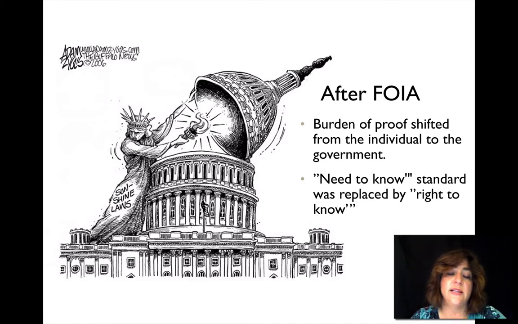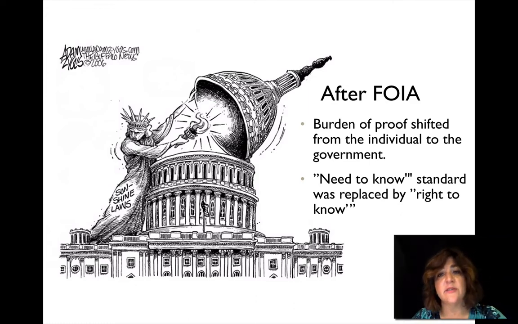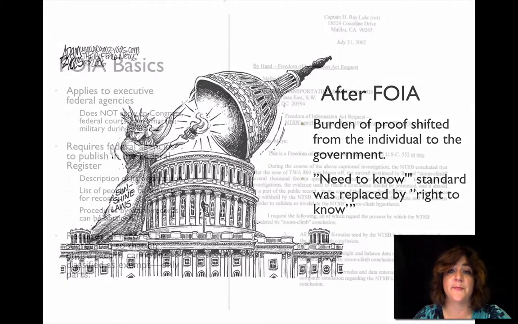Now, you'll notice that this cartoon has sunshine laws. So sunshine laws are the state laws, and FOIA is the one that deals specifically with the federal government and the agencies that operate under the federal government. And it's really a need-to-know standard being replaced by the right to know information.